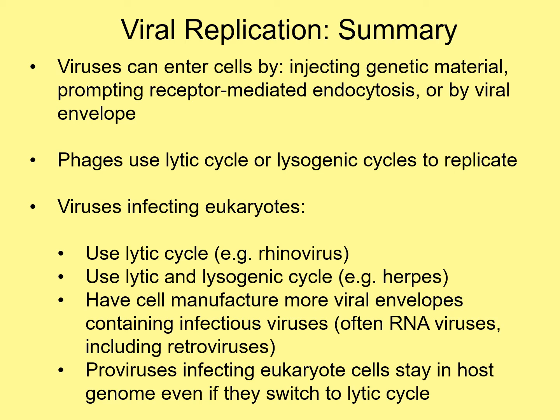And of course, proviruses. Again, these are viruses that insert their genetic material into the DNA of their host. Proviruses can infect eukaryote cells and stay in the genome even if they switch to the lytic cycle, right? Which is unlike phages. Phages, when they're going from the lysogenic cycle to the lytic cycle, will actually remove themselves entirely from the host DNA when they're switching. Eukaryote proviruses don't do that.